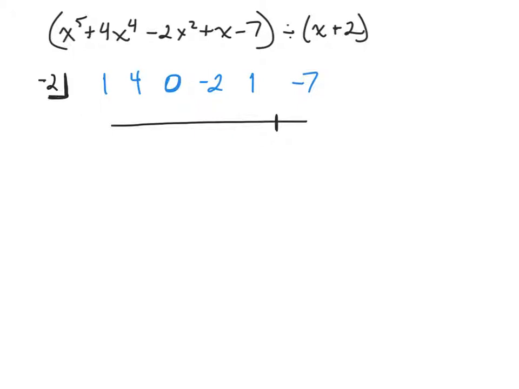Now we're ready to perform synthetic division. So, bring down the 1, multiply and add, multiply and add, multiply and add. 1 times the negative 2 is going to give me negative 2. And then add. 4 plus negative 2 is 2. Multiply. Then make negative 4. Then add. 0 minus 4 is negative 4. Multiply. That makes 8. Negative 2 plus 8 is 6. Multiply. And add.